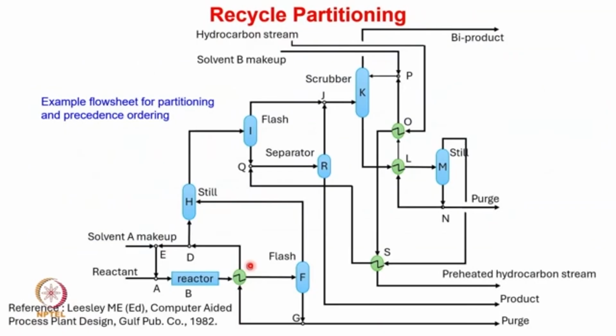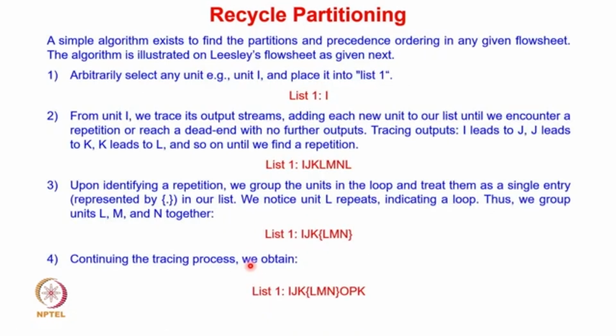Now let us do the partitioning and obtain the tear streams for this slightly more complicated process flow sheet. The first task we are going to do is the recycle partitioning. A simple algorithm exists to find the partitions and precedence ordering in any given flow sheet. This algorithm is illustrated on the given flow sheet here. The first step is to arbitrarily select any unit. Let's say unit I we have selected.